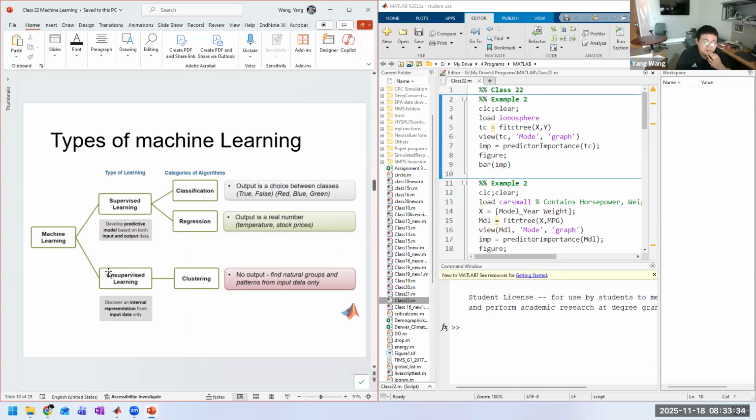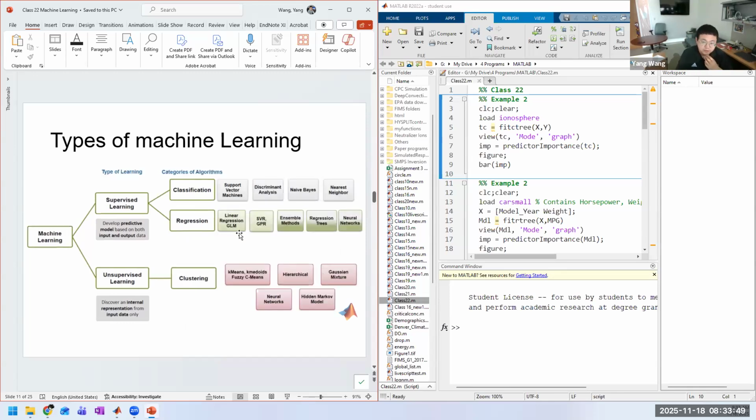For unsupervised learning, basically people focus on clustering a lot. Instead of providing an output, it finds the natural groups and patterns from the input data, to separate them into different clusters. And then for each type of problem, there are different algorithms or different machine learning methods.